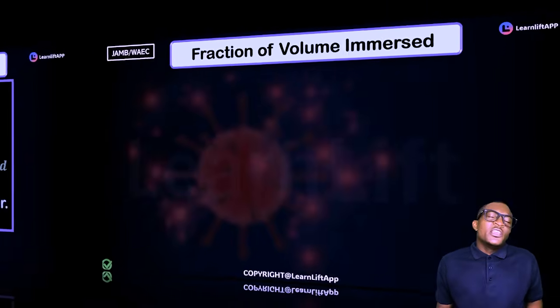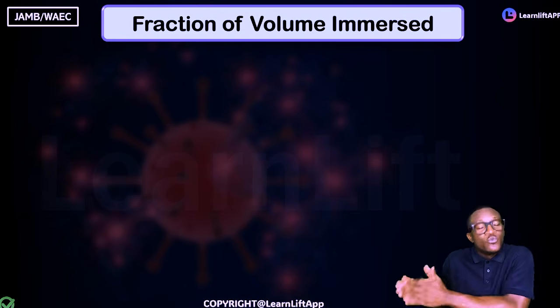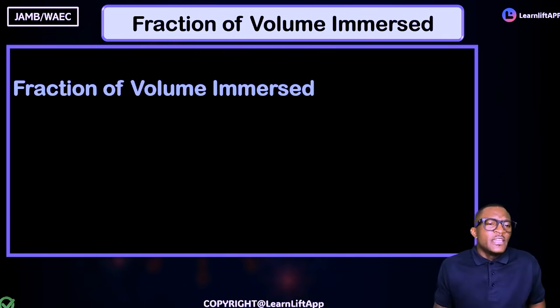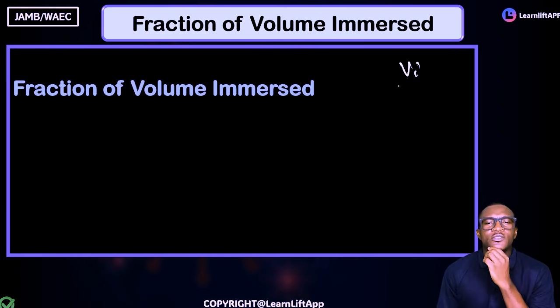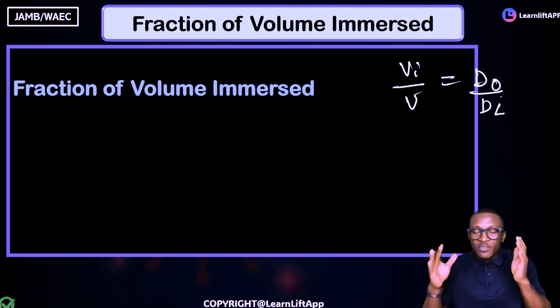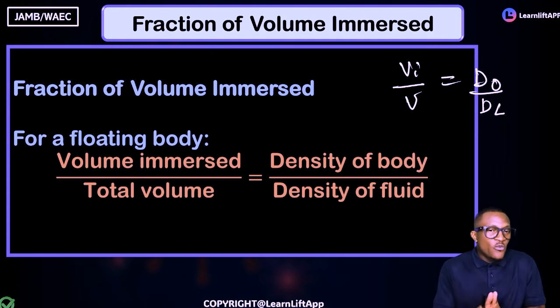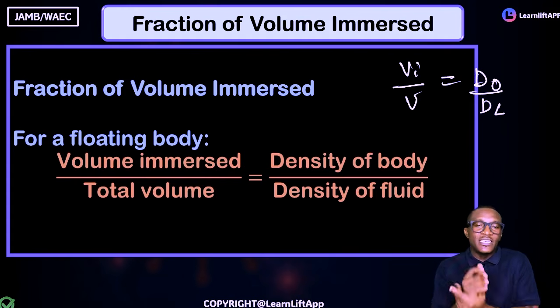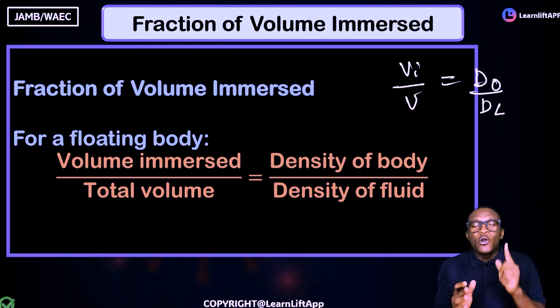Do you understand? Quickly, if you understand that, let's now talk about the volume immersed. The volume immersed has a very funny formula, which we are going to see as we move. The fraction immersed is given as the volume immersed over the total volume, which is equal to the density of the object over the density of the fluid. This formula will look tricky, but we're going to see it as we move forward. For floating objects, volume immersed over total volume is equal to density of the body over density of fluid. Please keep this formula. This is the fourth formula. It may look big, but we're going to see past questions on it.